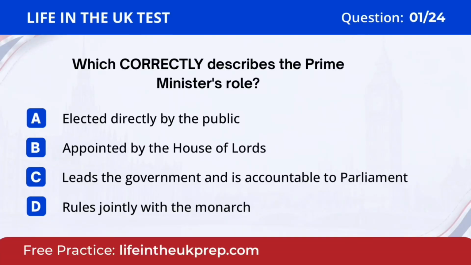Question 1. Which correctly describes the Prime Minister's role? A. Elected directly by the public. B. Appointed by the House of Lords. C. Leads the government and is accountable to Parliament. D. Rules jointly with the monarch. The answer is C. Leads the government and is accountable to Parliament.